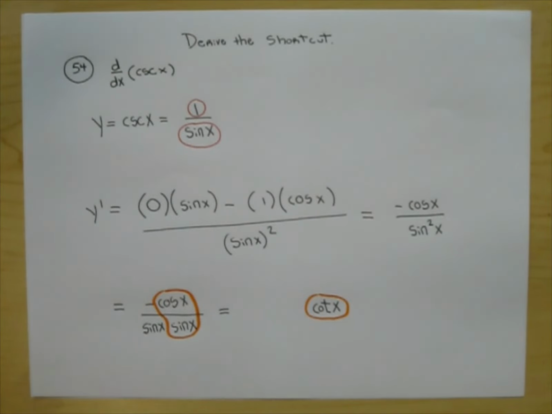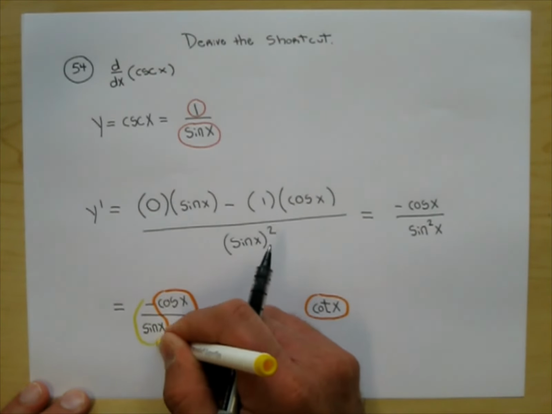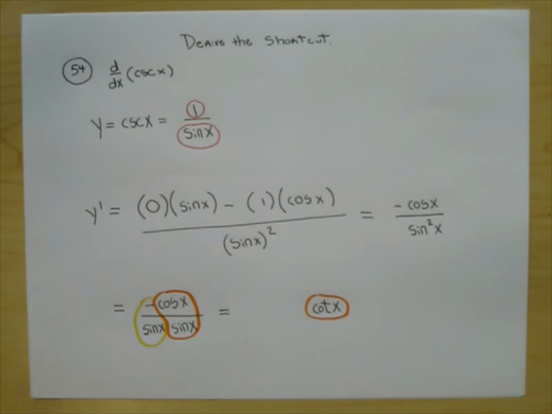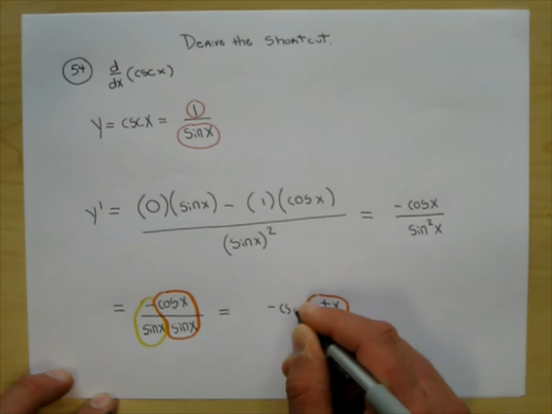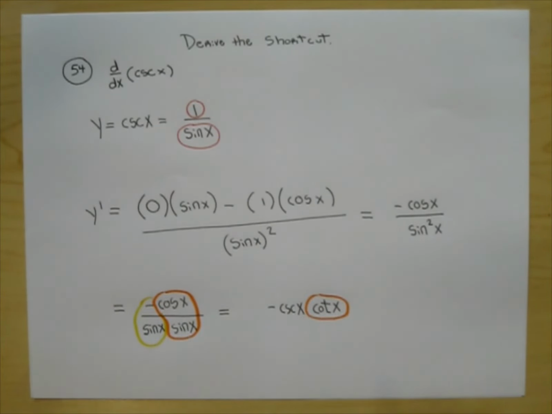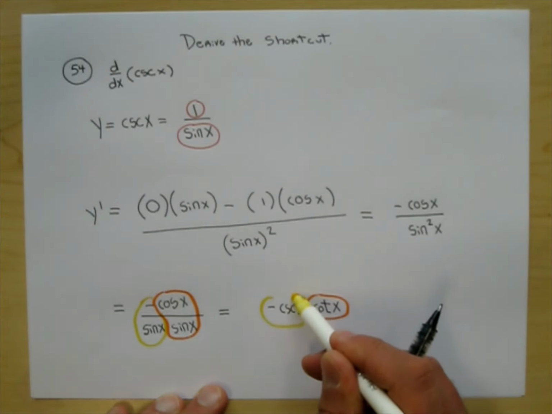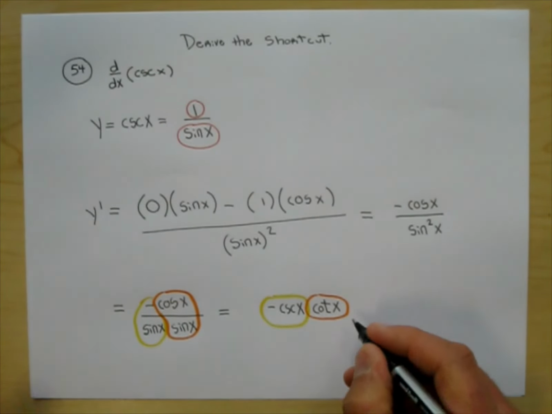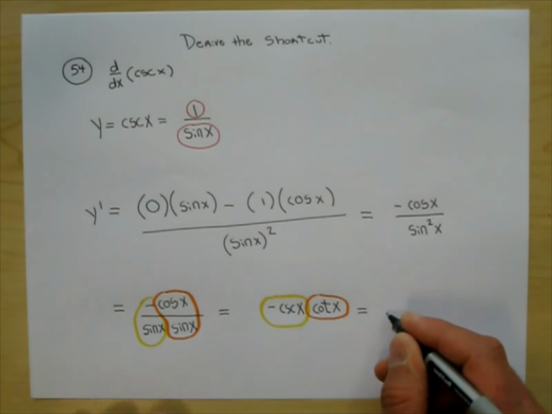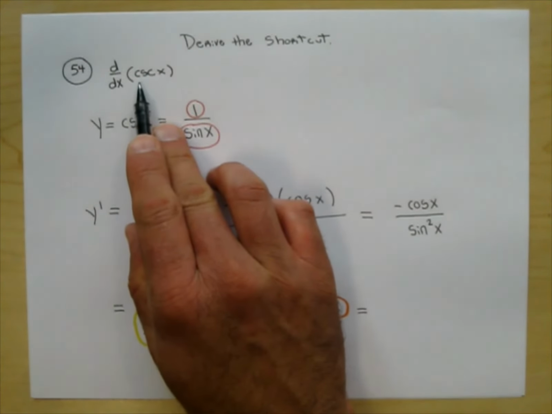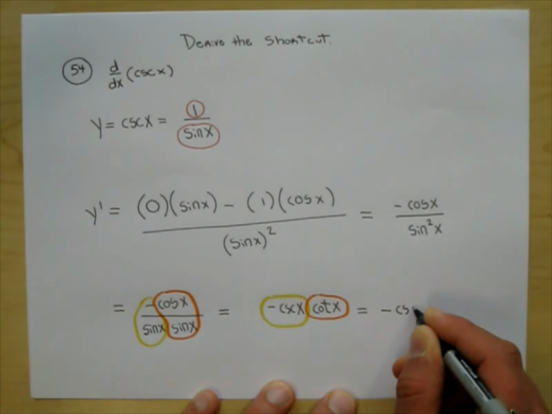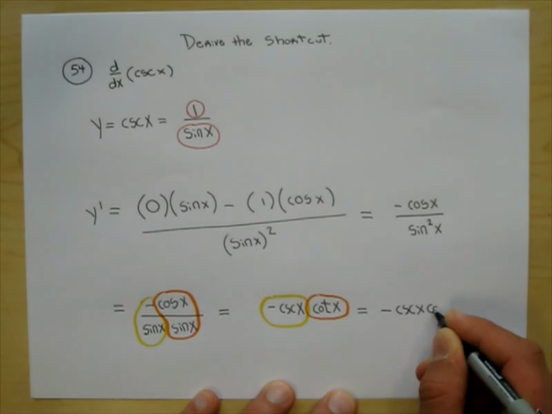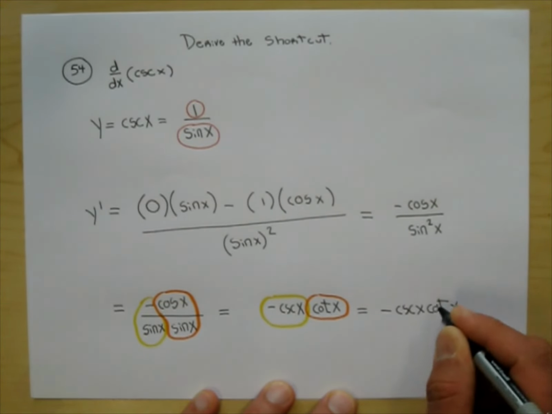And the other question is, what is negative 1 over sine x? Well, 1 over sine is the cosecant, so this is going to be negative cosecant x. So we have just derived the shortcut. The derivative of the cosecant x is negative cosecant x cotangent x.